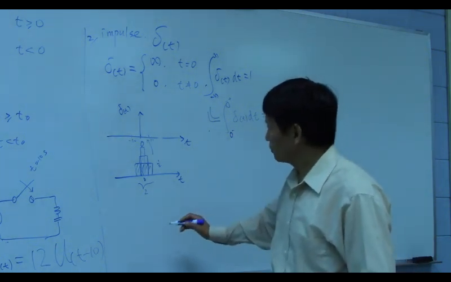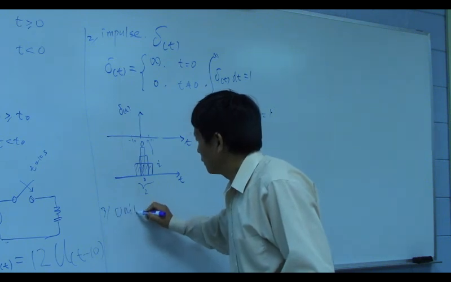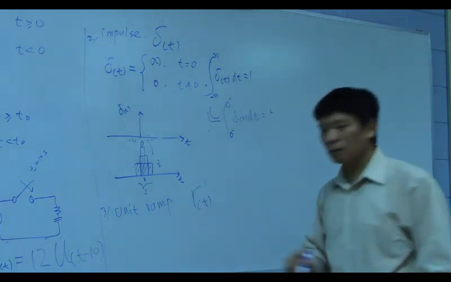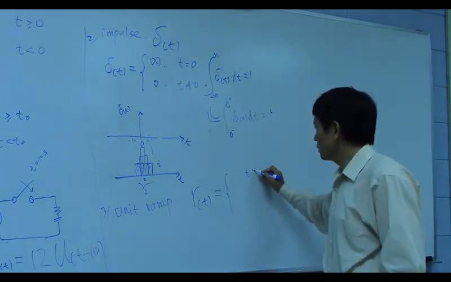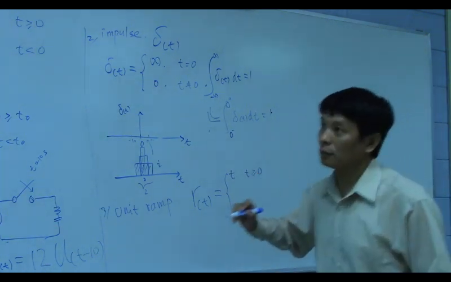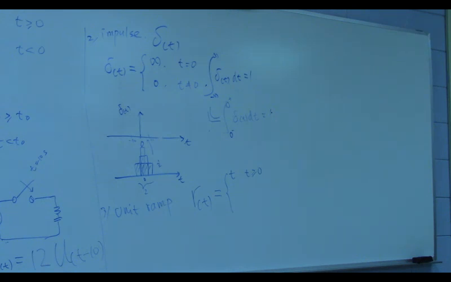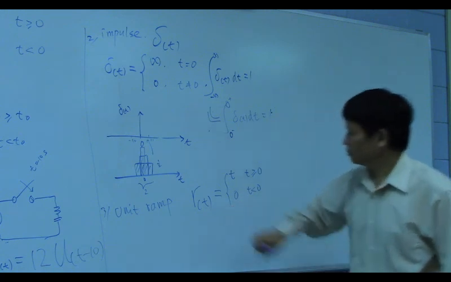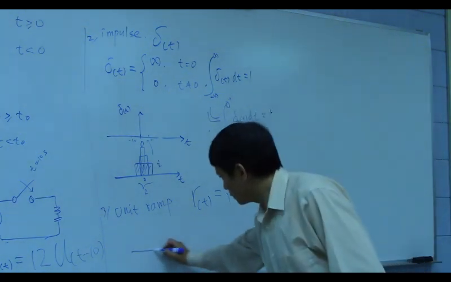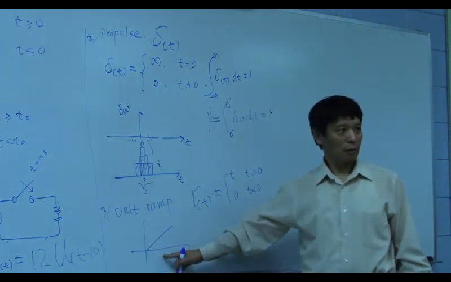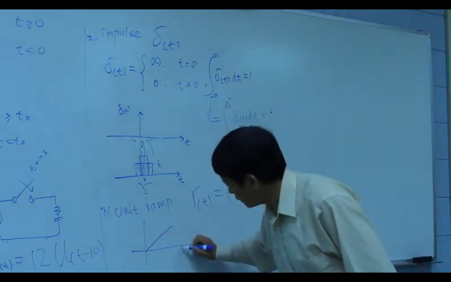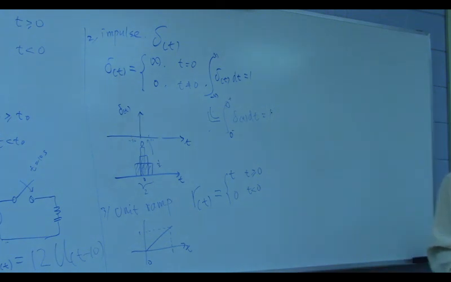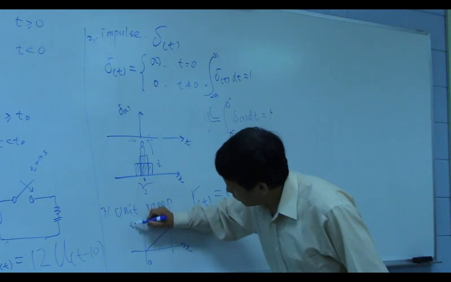Okay, the next one: the unit ramp, represented by R of t. The definition is: when t is greater than or equal to 0, it equals t, and when t is less than 0, it equals 0. If I draw this, it will be like this. That's 45 degrees, because R of t equals t. This is t, that's 0, and if this one equals 1, then this one must be equal to 1, so it's 45 degrees. So this is the unit ramp, R as a function of t.